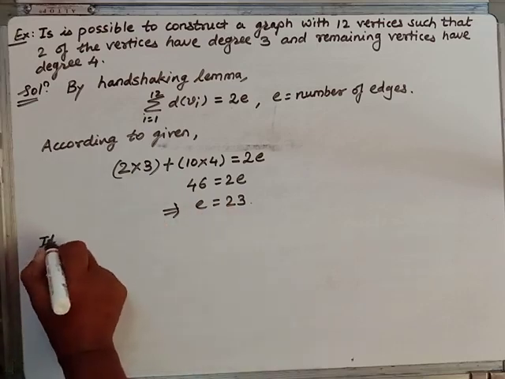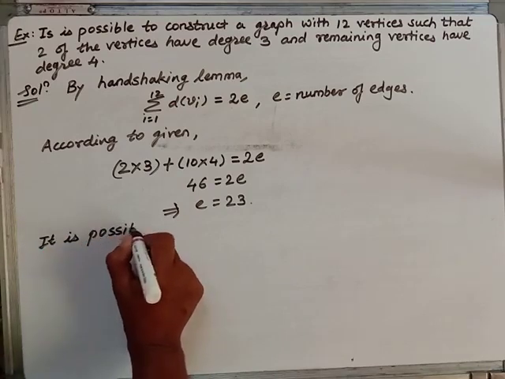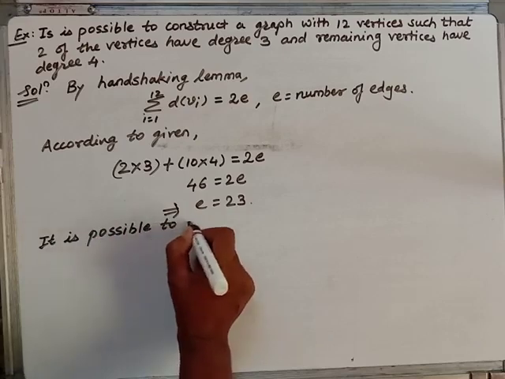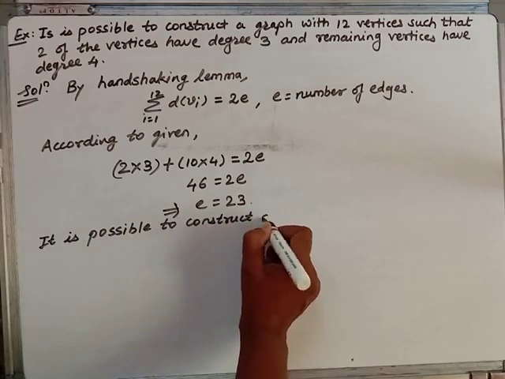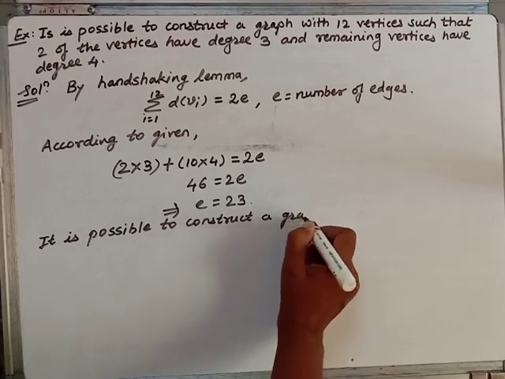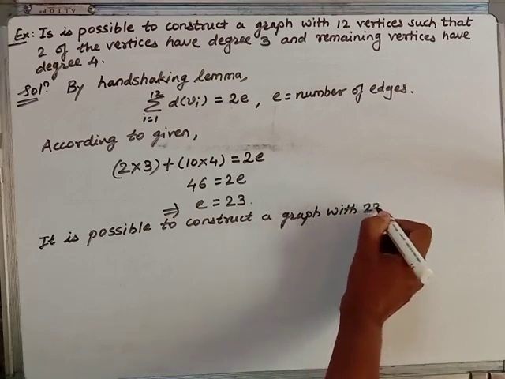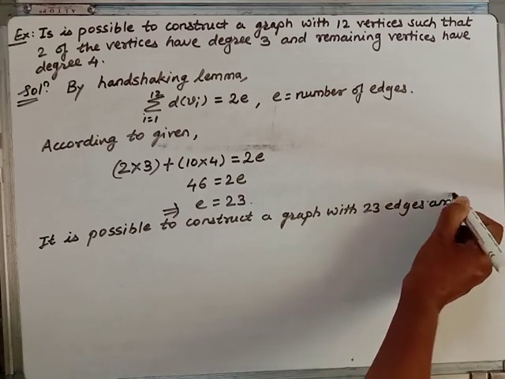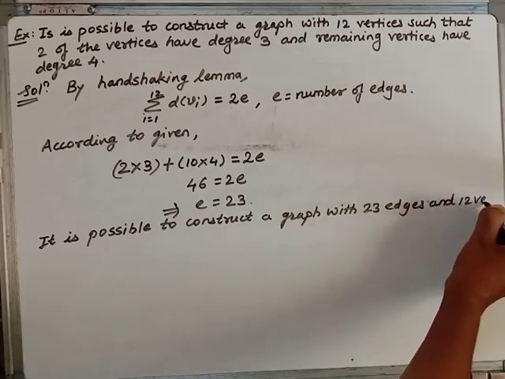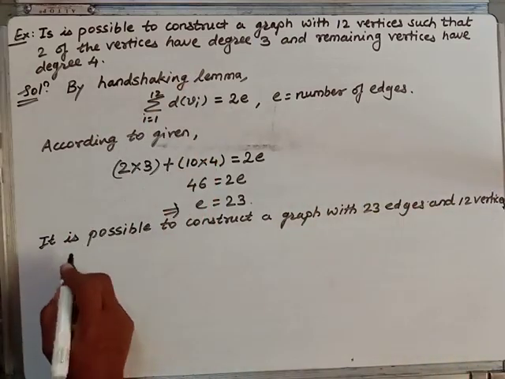It is possible to construct a graph with 23 edges and 12 vertices, which satisfies the given conditions.